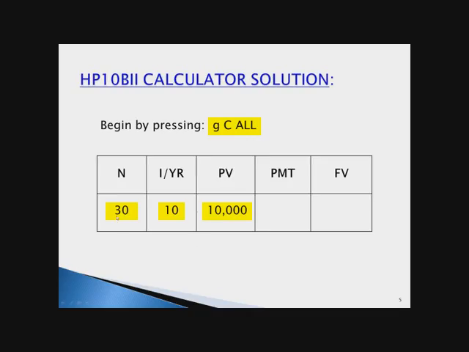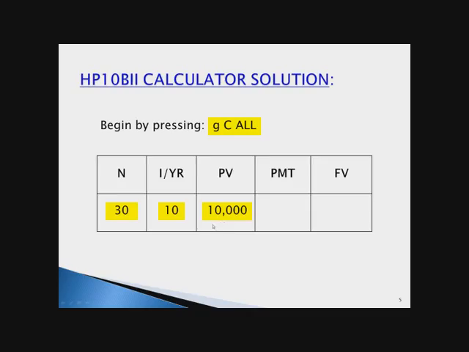So put in 30 and press N after pressing gold clear all. 10 I/YR here. Now notice we don't enter it as a decimal when we're using the HP calculator. We put it in as a percentage. So you've got to be careful. Use the algebra, put in the decimal. Using the HP calculator, put it in as a percentage. Put in the 10,000 as the present value. You don't type a comma.